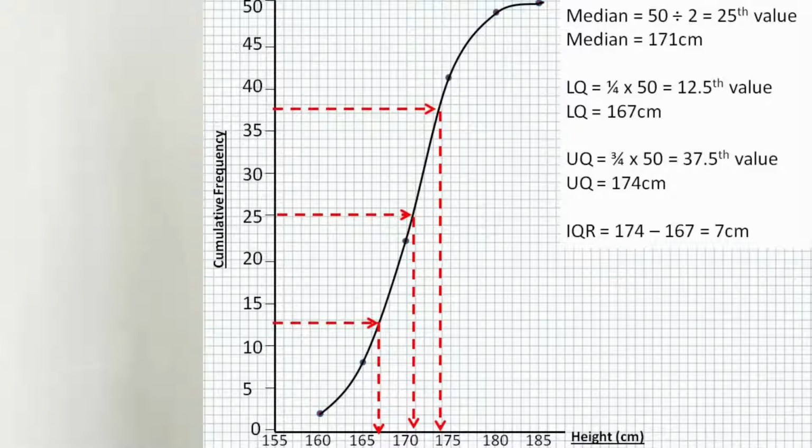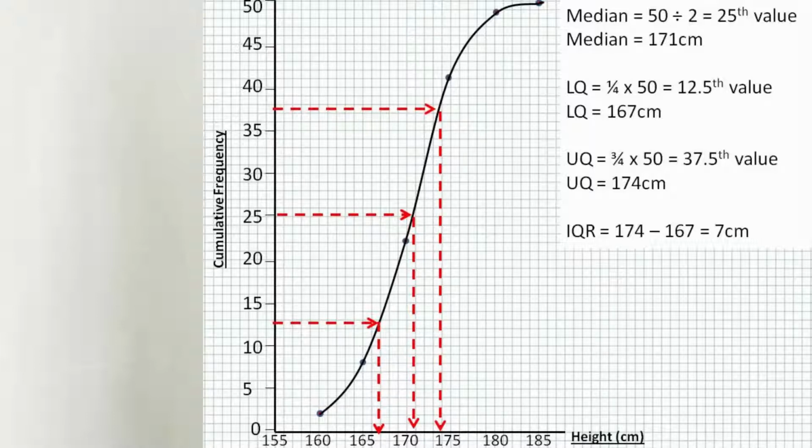You go up to your y-axis to 25, draw a line over to the curve and down and take an estimate off the x-axis. In order to find the lower quartile, we take the total frequency and multiply it by a quarter. This tells us that the lower quartile is located at the 12.5th value. So once again, we go up our y-axis to 12.5, draw a line using a ruler over to the curve and down to take our reading.